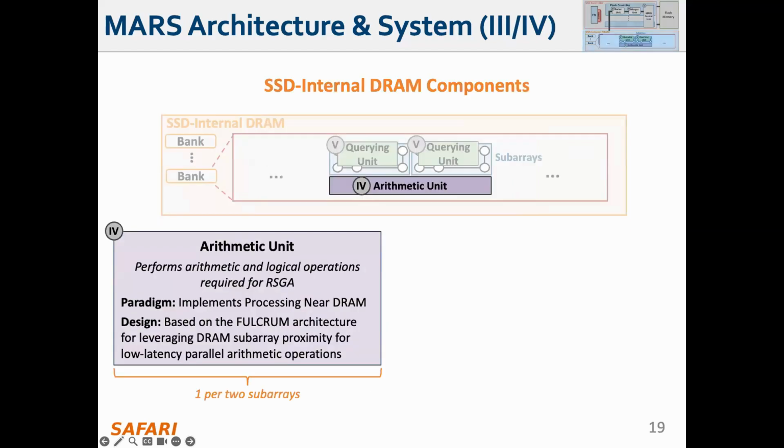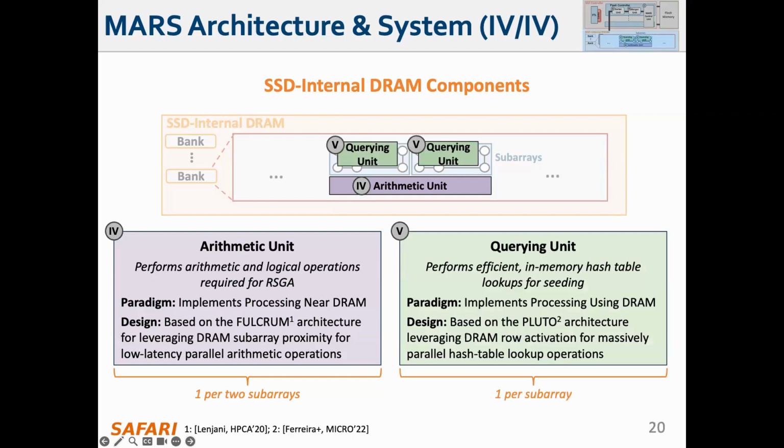Additionally, we also modify the SSD internal DRAM. There we have 2 units. The first one is the arithmetic unit. There we have 1 per 2 subarrays, so 256 in total in our design. And they perform arithmetic and logical operations that are required for RSGA. Our design uses processing near memory. It's based on the Fulcrum design that leverages the DRAM subarray proximity for low latency parallel arithmetic operations.